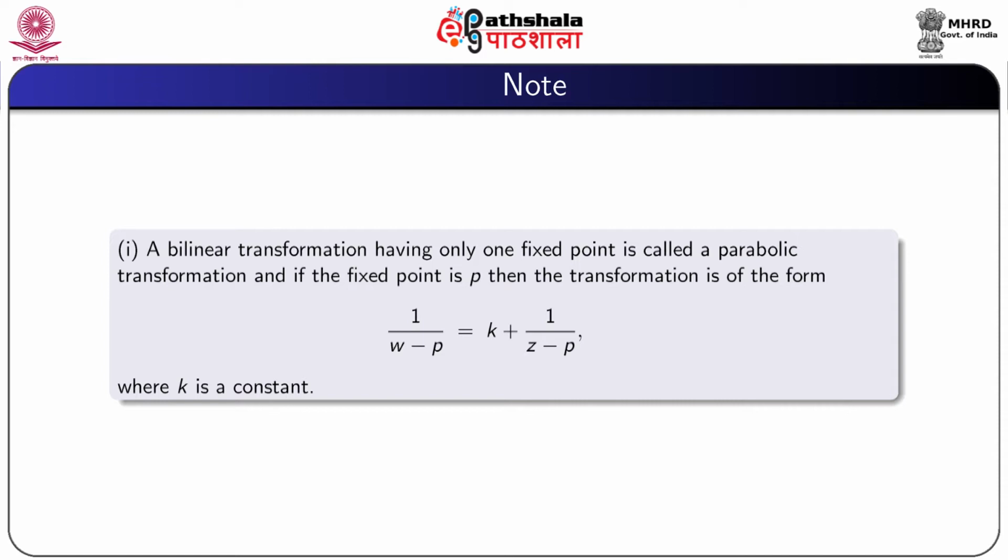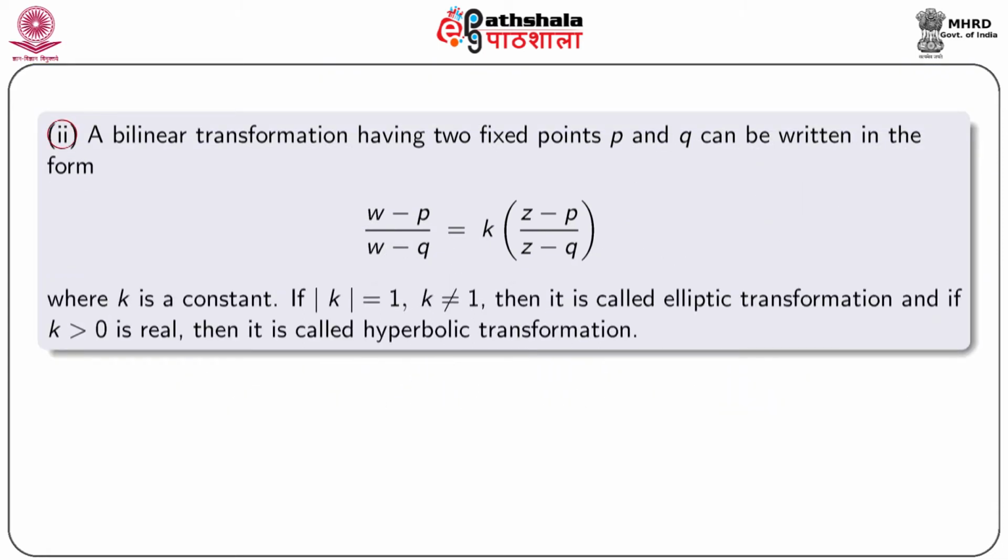Note, a bilinear transformation having only one fixed point is called a parabolic transformation, and if the fixed point is p, then the transformation is of the form 1 by w minus p equal to k plus 1 by z minus p, where k is a constant.